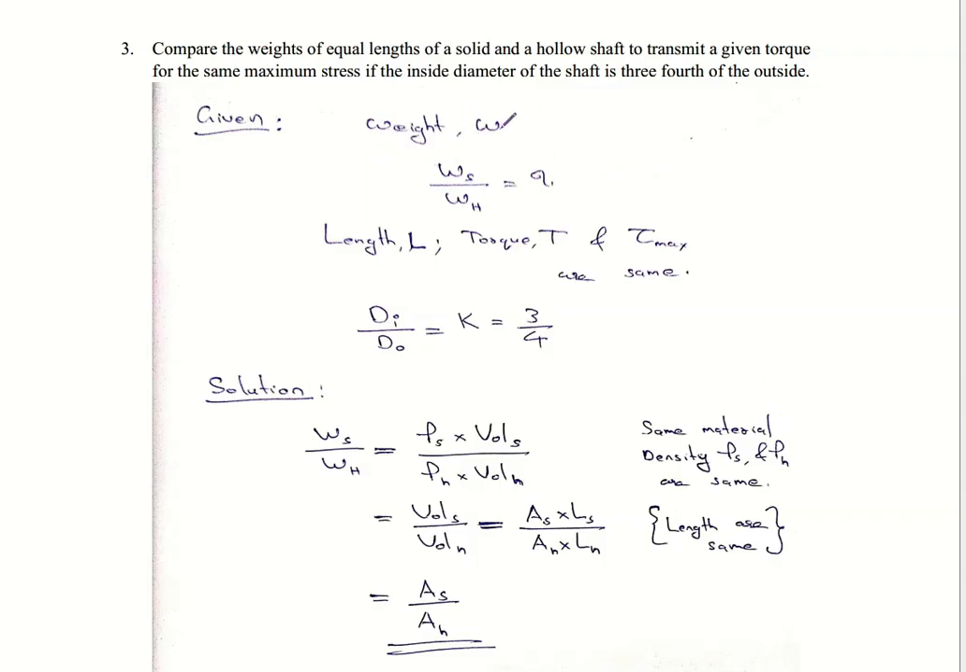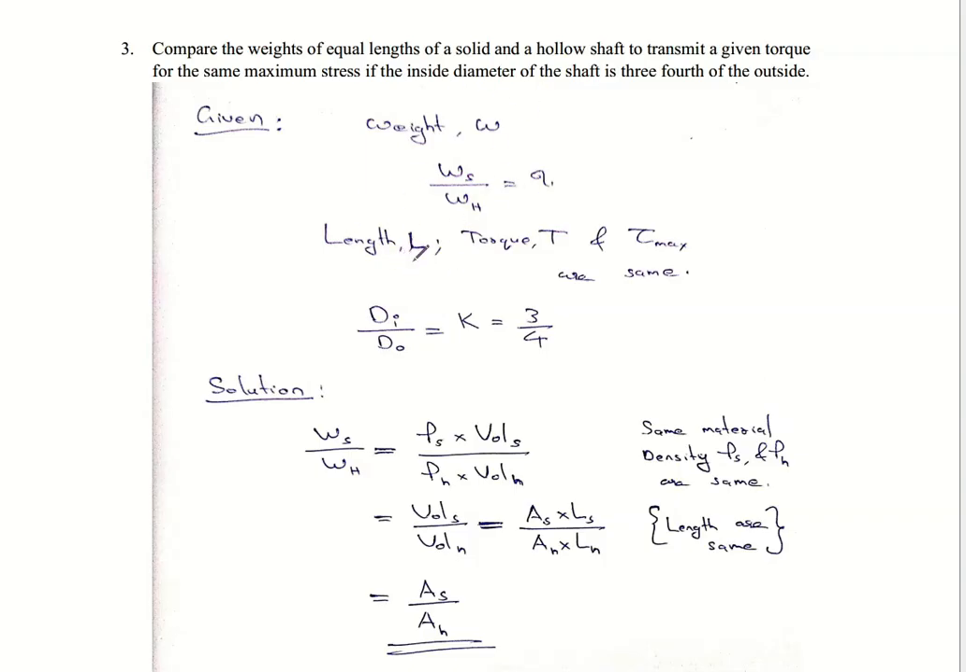So weight, we will be taking it as W. Now you are asked to compare the weights of solid and hollow shaft. So that is, you are asked to find the ratio. By comparison, you can understand that you are asked to find what fraction of the weight of the solid is the hollow shaft. So you are asked to find the ratio of weight of solid shaft to weight of hollow shaft.